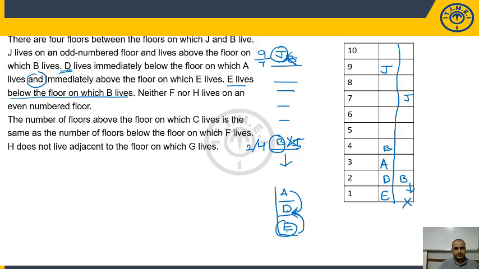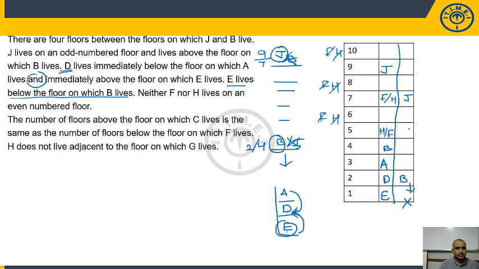Right. Next, neither F nor H lives on an even number floor. So F and H live on odd number floors. What are the odd number floors that we are left with? 7 and 5 only. So F or H, H or F.